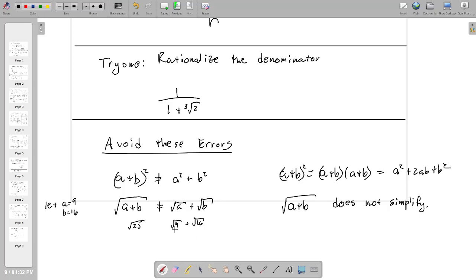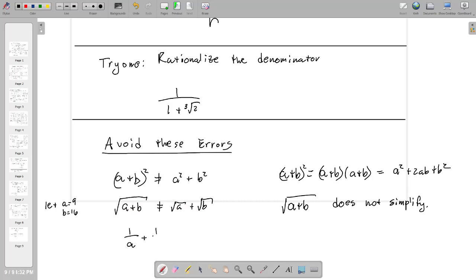Square root of 9 is, of course, 3. The square root of 16 is, of course, 4. 3 plus 4 is 7. And on the left, we would just have 5. So as you can see, the square root of a plus b is not equal to the square root of a plus the square root of b.